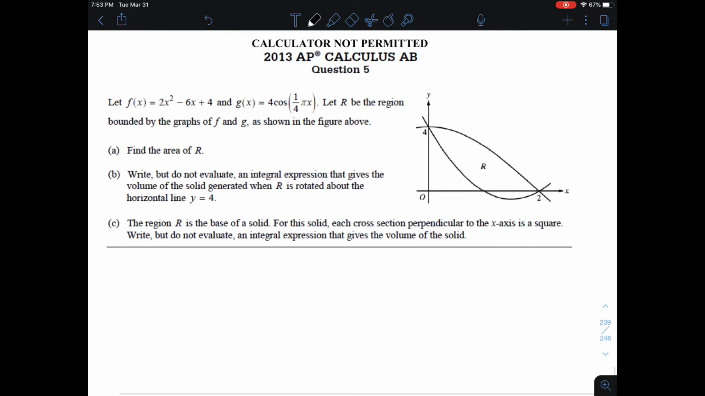This is AP Calculus AB. This is the 2003 release question number 5. Let f of x be 2x squared minus 6x plus 4, and g of x be 4 times cosine of 1/4 pi x. Let R be the region bounded by the graphs of those as shown in the figure.